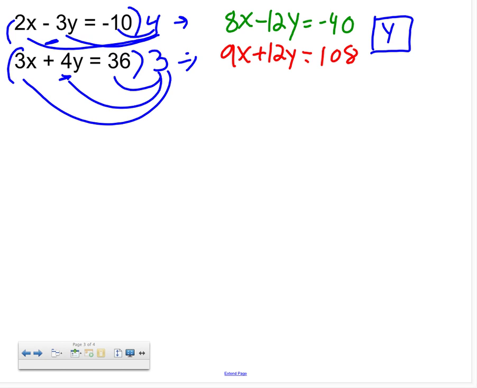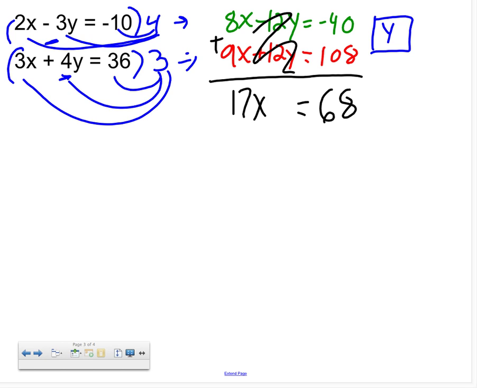So now comes the part where I add them together. And as I said, if I did this correctly, my y's should make a 0, because it's the one I wanted to cancel. Well, the x's make 17. Negative 12 plus positive 12 does indeed make a 0y, so these cancel. And that is good, because now I just have one variable to worry about. The other part here, 108 plus negative 40, would get me a 68.